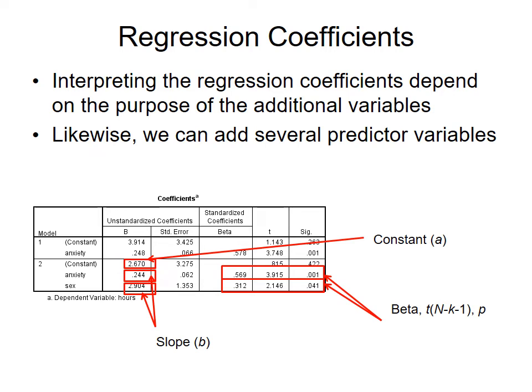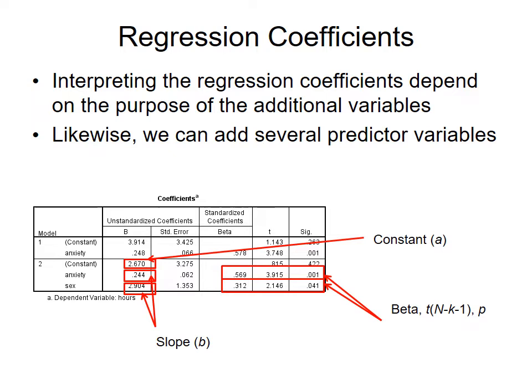So the constant is the same in both cases. We have a constant, and that constant again represents what would happen if the predictor or predictors were all set to 0. Notice the constant in the model with only one predictor is a 3.914. So that's the start point of our regression equation. However, the constant in model 2, where we have two predictors, is lower. That's because, again, that's the constant it would be if both of those variables were 0. Following the constant is now the slope.